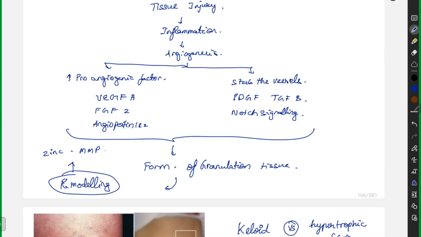At 1 month, there is a replacement of collagen type 3 with collagen type 1. Collagen type 3 is the young one. Collagen type 1 is the older one. Which is more stable? Collagen type 1 is more stable than collagen type 3. It has a greater tensile strength, and dermal appendages will be completely lost.